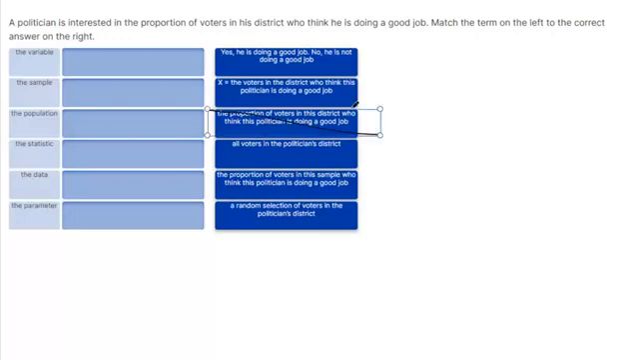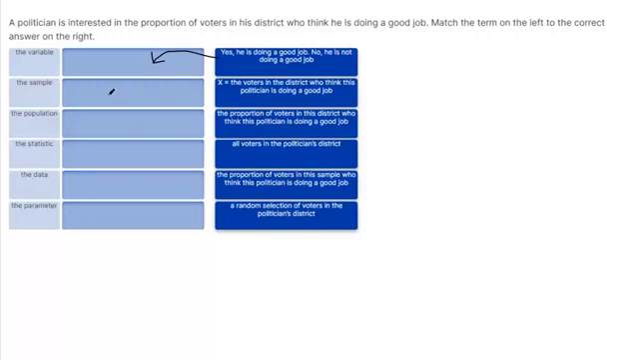Same thing here. This is talking about the proportion of voters, all voters in the politician's district. I think it's this one up here. I'm just making sure. This would be the population. Yeah, this is the variable. I mean, these are really actually the two outcomes of the variable. That's why I hesitated to choose it. But the variable is the yes or no answer.